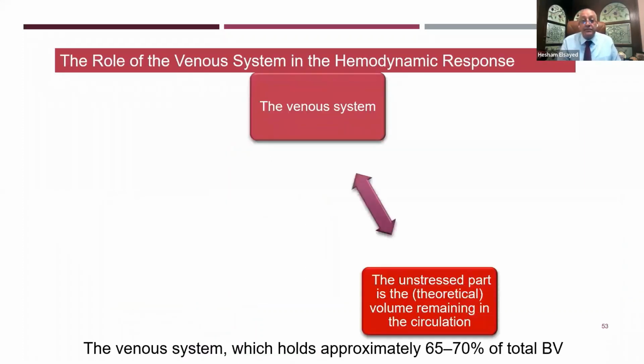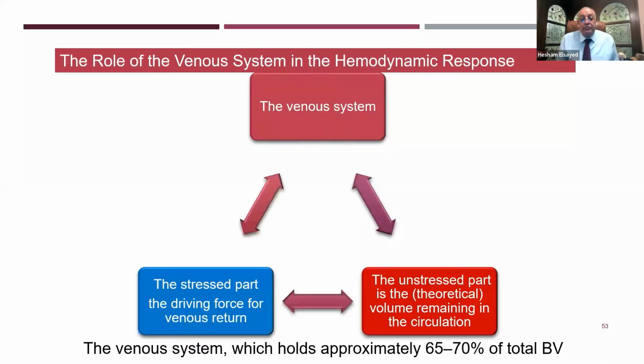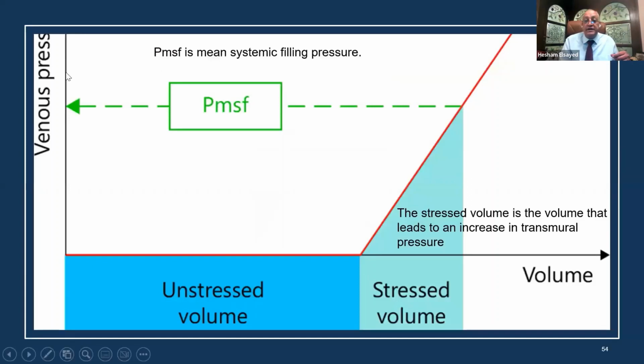What is the venous system? To our colleagues, the venous system divides into two main parts. The stressed part is the driving force for the venous return, and the unstressed part is the theoretical volume remaining in the circulation. What is resting inside the vein is the unstressed volume, and what is coming to the heart is the stressed part. The major resting blood in the vein is the unstressed volume, so we are playing with some form of the stressed volume inside the vein.